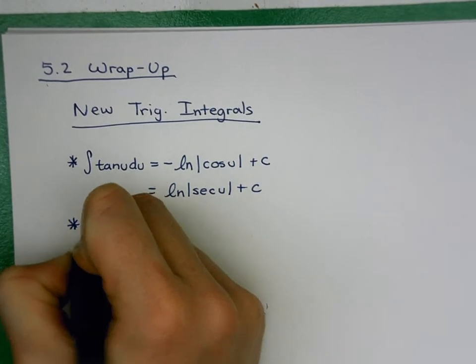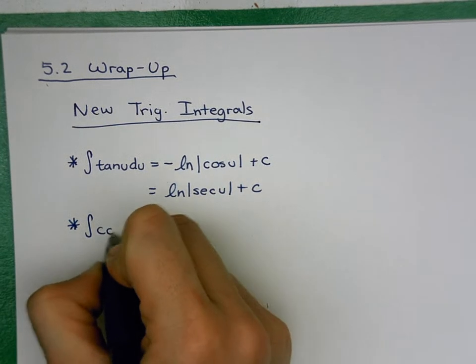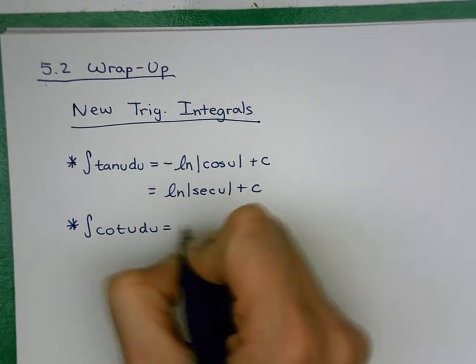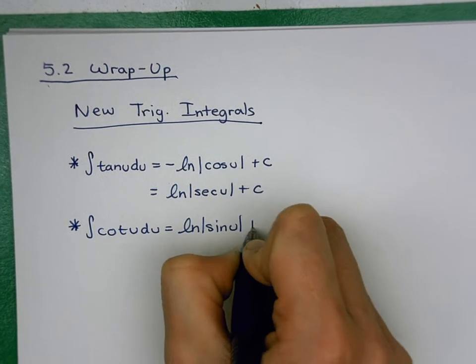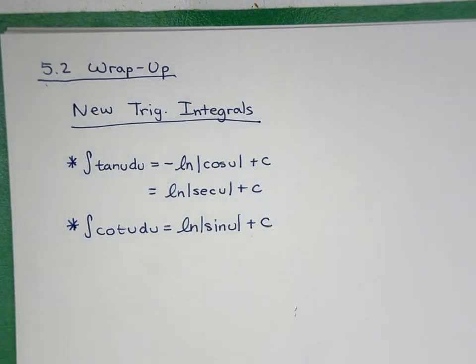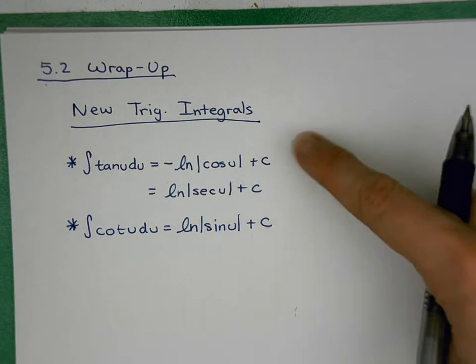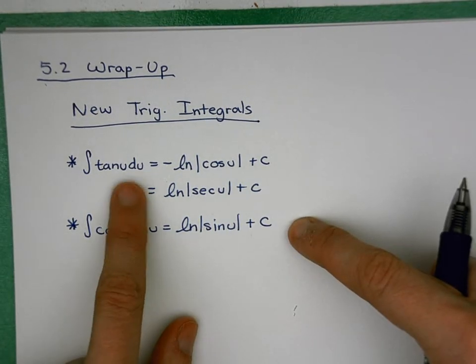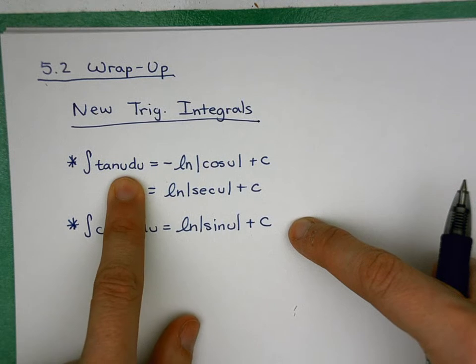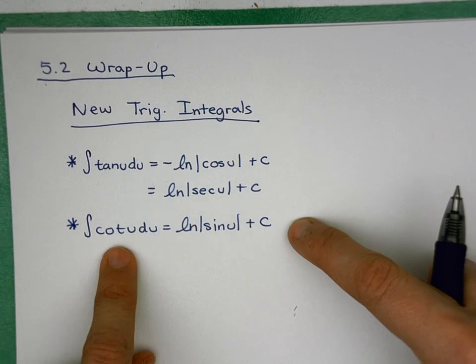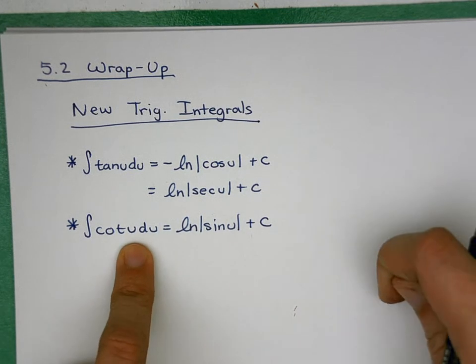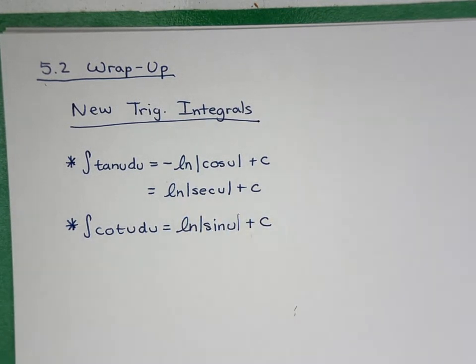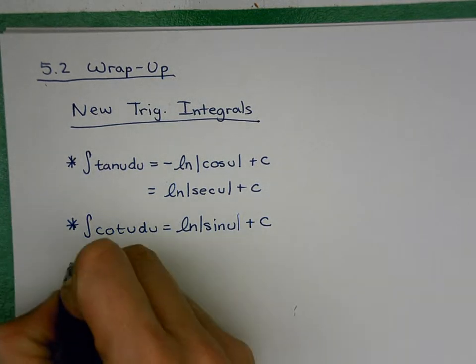Second one, the integral of cotangent u is the natural log of sine u. Both of these rules come out of rewriting tangent as sine over cosine, or cotangent as cosine over sine, and doing a u du substitution on the denominator. That's how you get these 2 rules. I'm more than happy to demonstrate that the next time I'm in class if you would like to see it. For now, we're just going to stick with the rules.